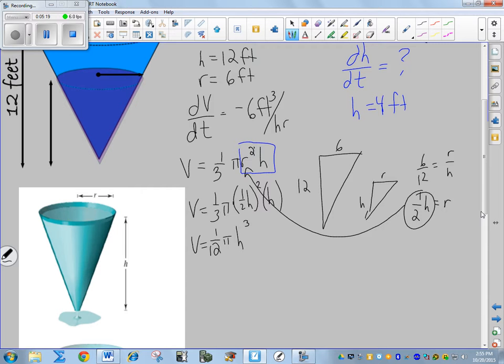So now if I differentiate this thing, I'll pick up the dh/dt, which is what I'm looking for, and everything else has a variable that can be substituted in. So if I did that, I get dV/dt, sorry, Brian. And then if I multiply by 3, that turns into 1/4 pi h squared dh/dt.